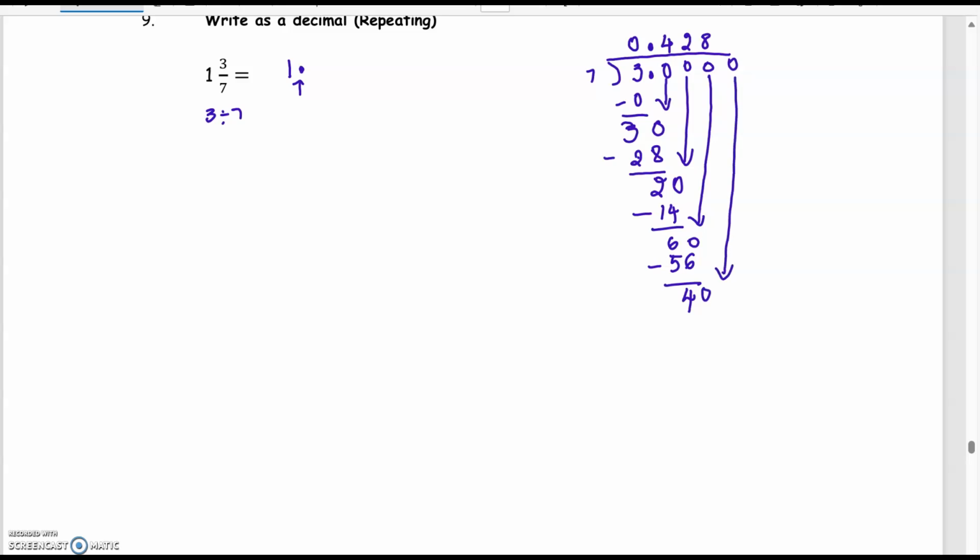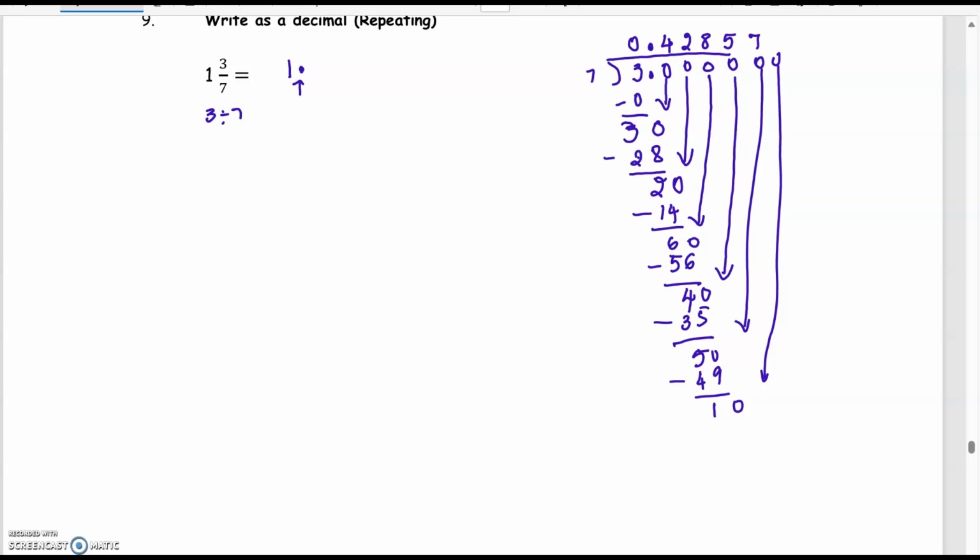Bring the 0 down. 7 5s are 35. Subtract to get a 5. Bring another 0 down. 7 7s are 49. Subtract to get a 1. Bring another 0 down. 7 goes 1 times into 10. Subtract to get a 3. Bring the next 0 down. 7 4s are 28. Subtract.